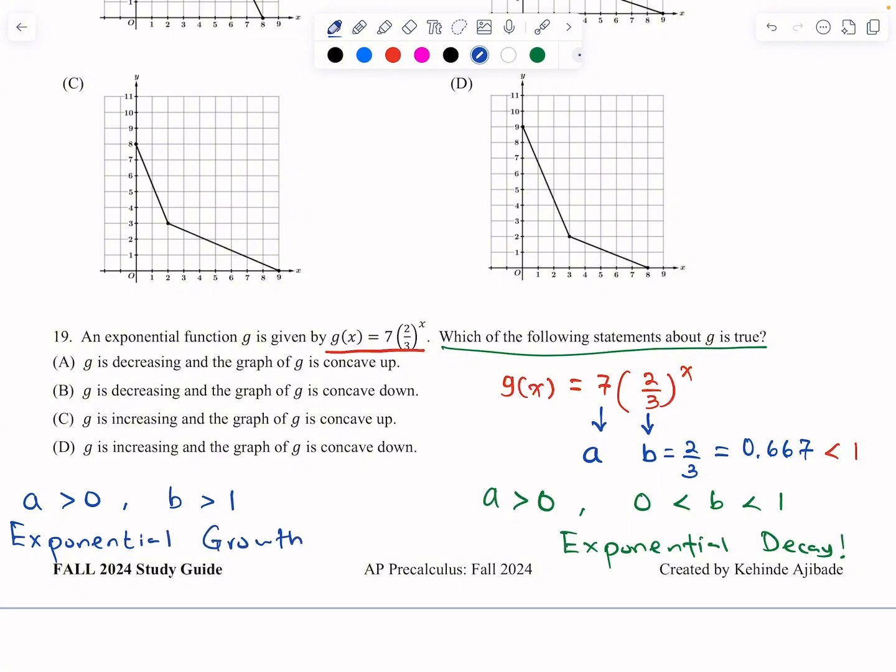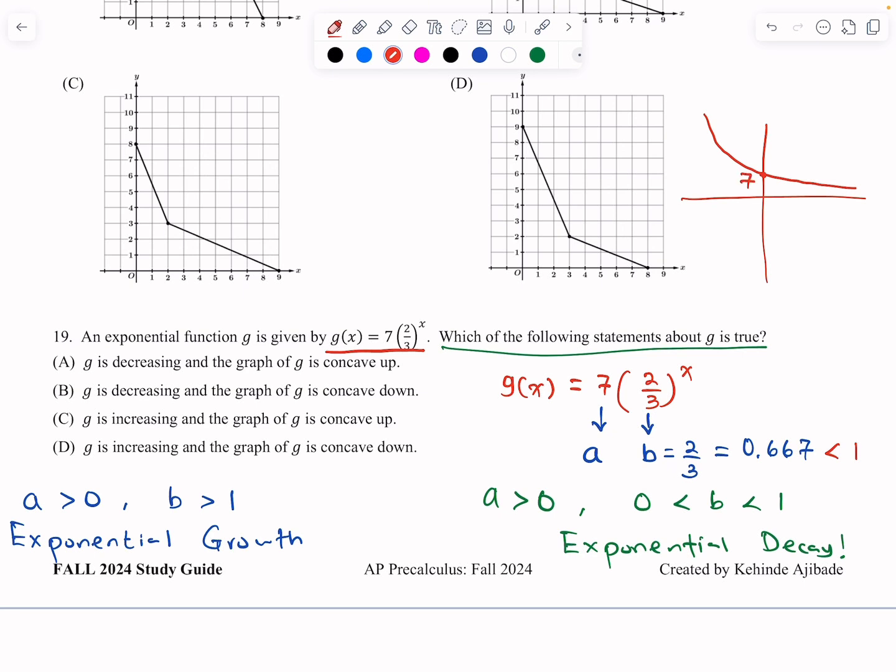And now, what do you notice? My a is 7, which is greater than 0, but in this case, my b is between 0 and 1. So that means I am going to have a graph that looks like this one. So we're going to have a graph that looks like exponential decay. And if you look at that exponential decay, we said that the y-intercept should be 7.